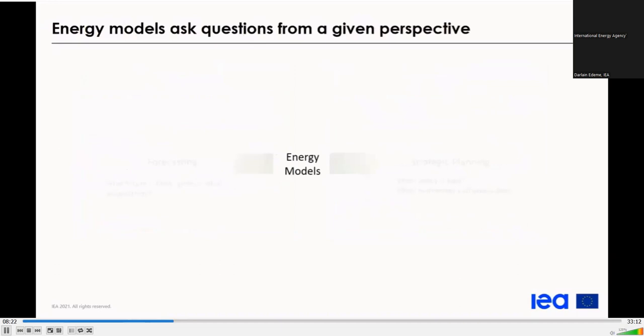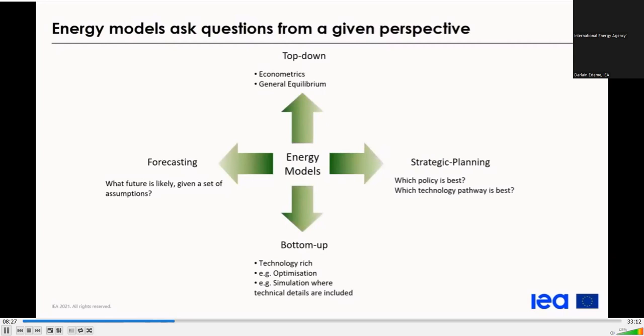On this slide, we are trying to recap a mapping of those different energy models and approaches. So as we said, you can be under a deductive approach and do some forecasting. So what the future is likely to look like given a set of assumptions. So if we have these policies, if we continue with this type of technology, what would the future look like? And on the right end of the slide, you can see another approach, which is strategic planning.